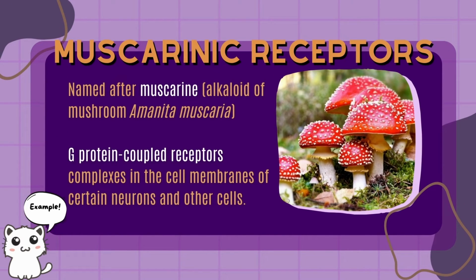So the first type of receptor that we will be mentioning under the cholinergic receptors is the muscarinic receptors. They are named after muscarine, an alkaloid of the mushroom Amanita muscaria. So why are they named after muscarine? It is due to their increased sensitivity to muscarine, a component found in mushroom, and they are less sensitive to nicotine. But they are also acetylcholine receptors that form G-protein coupled receptor complexes in the cell membranes of certain neurons and other cells.